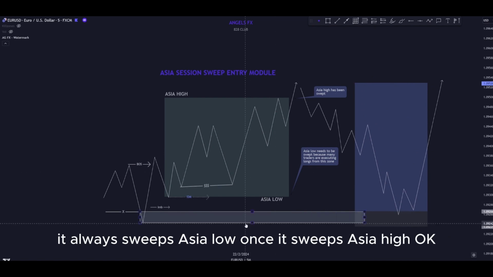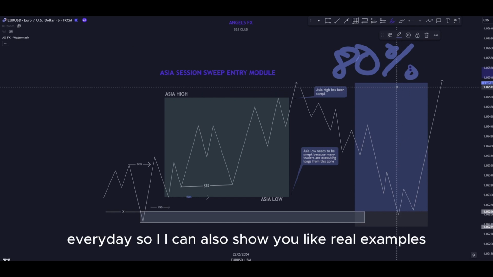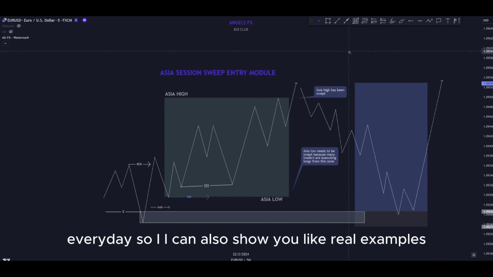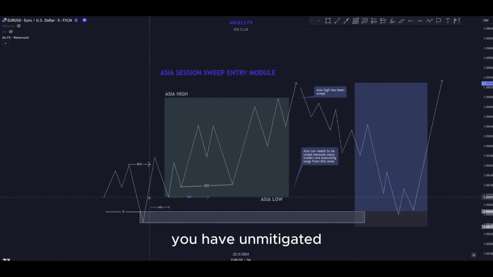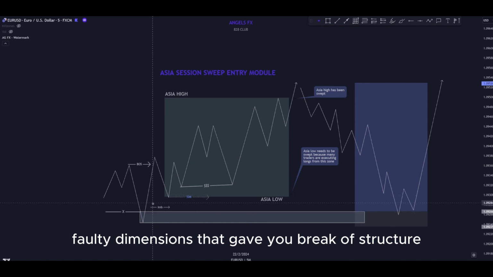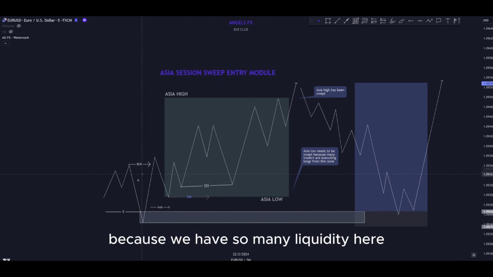Always, it always sweeps the Asia low once it sweeps the Asia high. If not 100% of the time, 80% of the time it happens, every day. I can also show you real examples, but this is how you can enter. You have unmitigated valid demand zones that gave you a break of structure, imbalance and inducement. So this Asia low needs to be swept, because we have so much liquidity here.